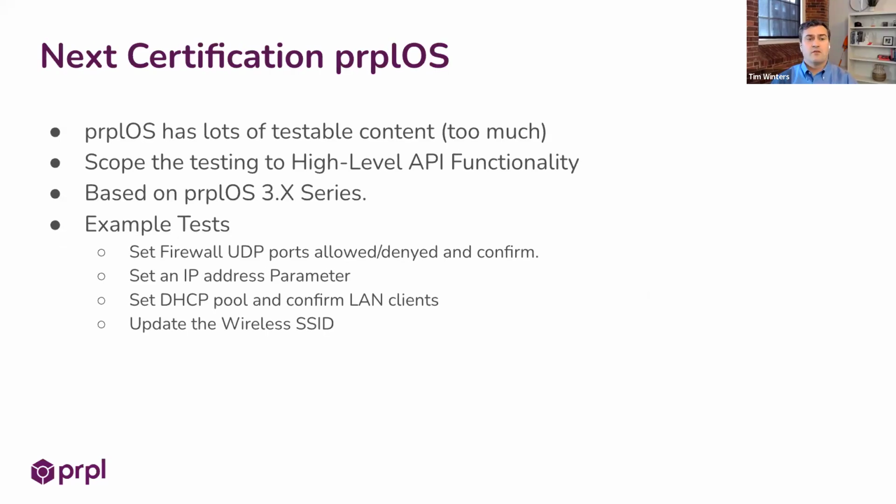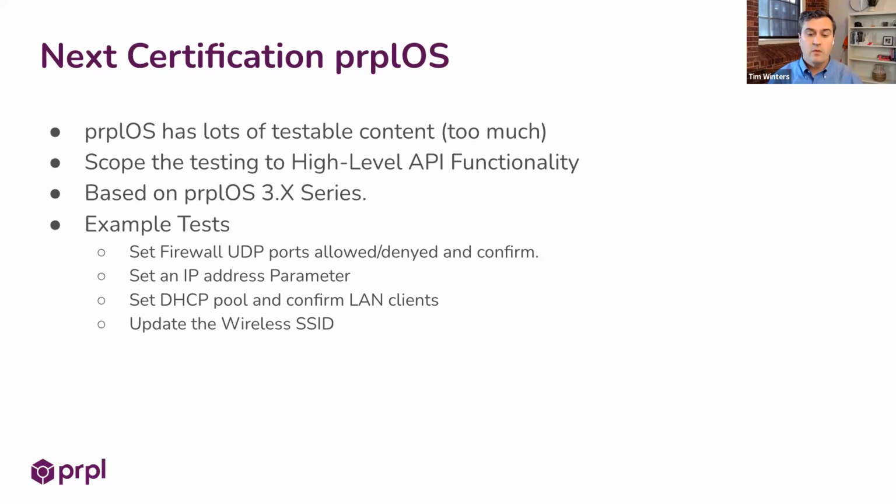More on just general certifications. So the next certification, high-level API, is out and available. People can test it. Purple OS is the next one we're going to take on. This is a big component. It's a big part of Purple. And so there's a lot of testable content in it. There's a lot of things we can test.